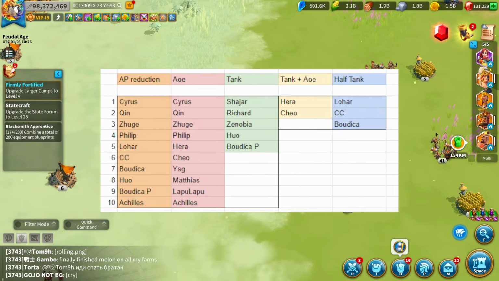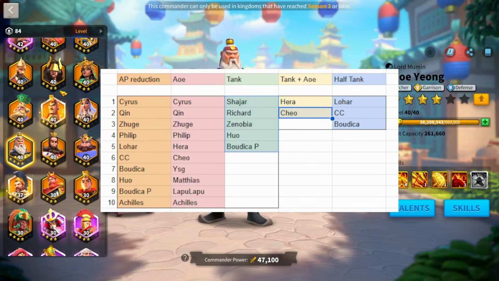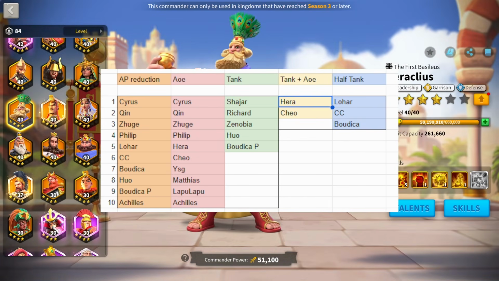So this is a list of all commanders you can use when you chain. So let's look first at the tanks. These are all the commanders that can sustain themselves without needing other help. And these are in total 6 commanders, which is Shoutout, Richard, Zenobia, Huro, Boudica Prime, and Sheo. This might be confusing for some people, but Sheo is this guy, Sheo Yo. And then Hera only has a shield factor, but he does have AoE. And Hera is this guy off here. Hera is of course Heraclius.